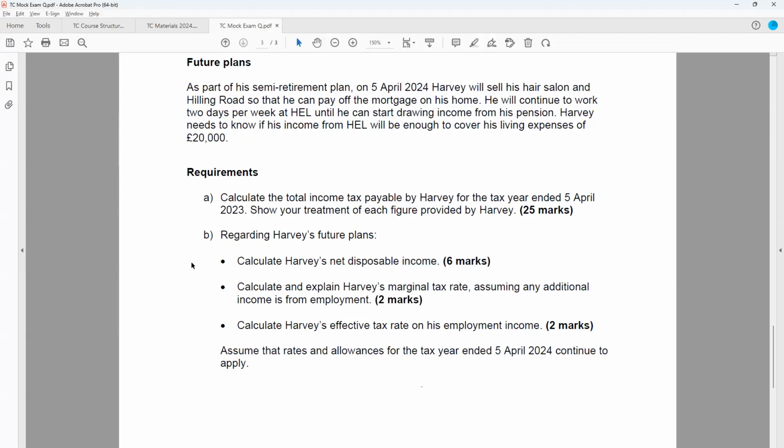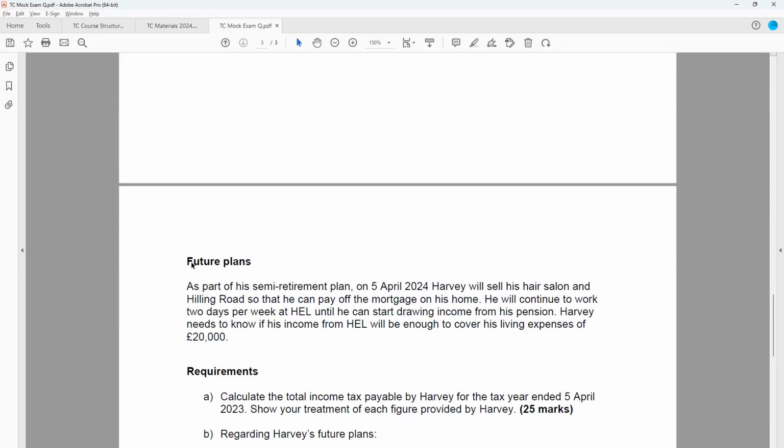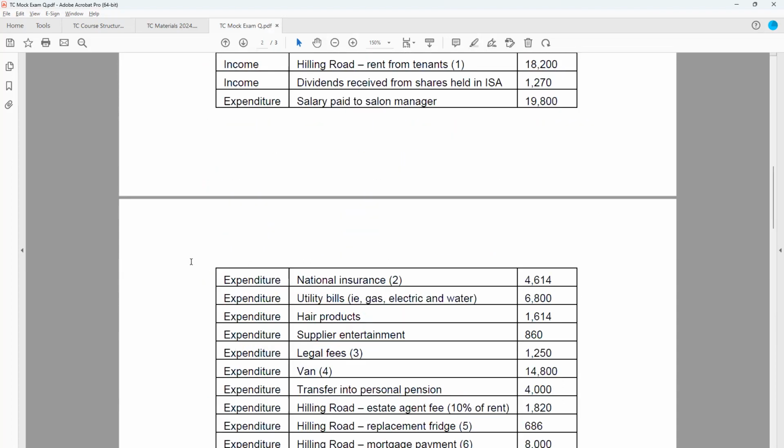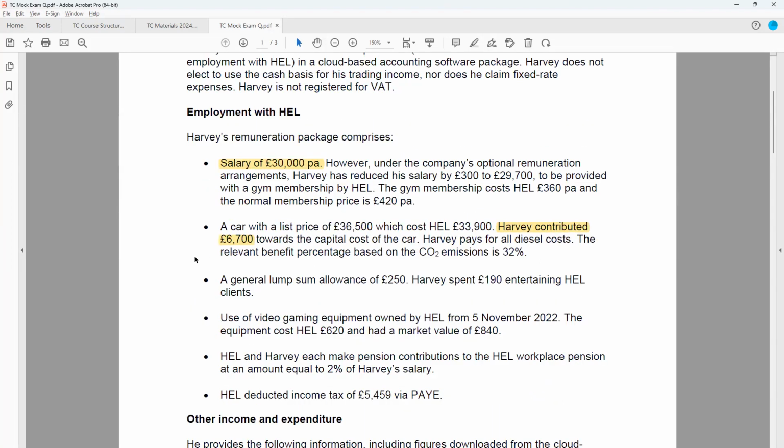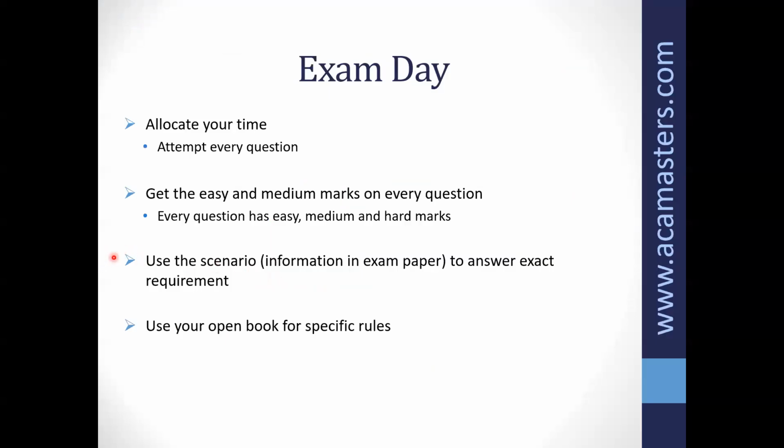Other times they might say something like they do not wish to make an election for gift relief, but students will still do a calculation for gift relief. So sometimes the question isn't really read properly. And then make sure you use the information in the scenario as well. So sometimes students don't really read the information in the scenario itself and don't always use that correctly in the answer. So just make sure you're reading very carefully the information that you're given by the examiner in the exam.